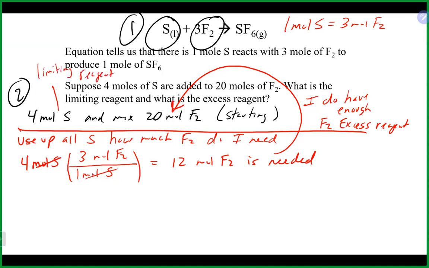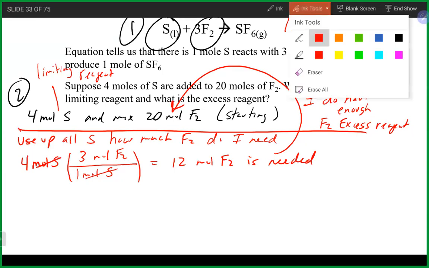So that little calculation right there basically allows us to figure out which one is the limiting reagent and which one is the excess reagent. Question on that calculation? Now, I happen to have chosen fluorine and sulfur, like how much fluorine I need to use up sulfur. You could do the other reagent. It doesn't matter which one you choose. They will tell you the same thing.